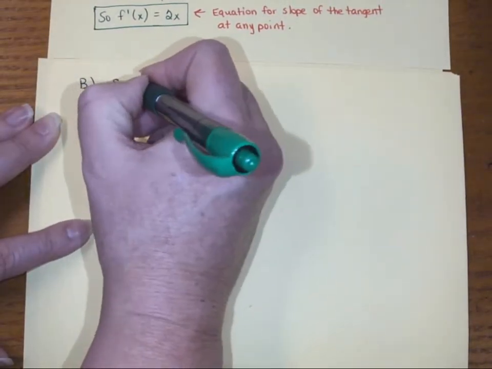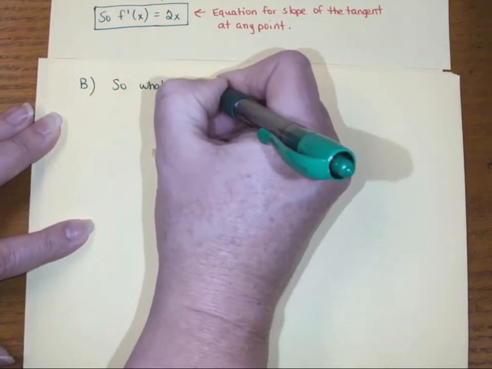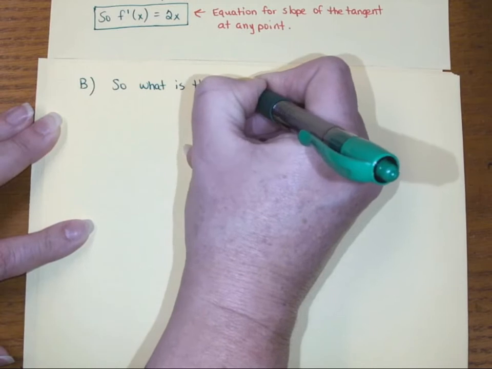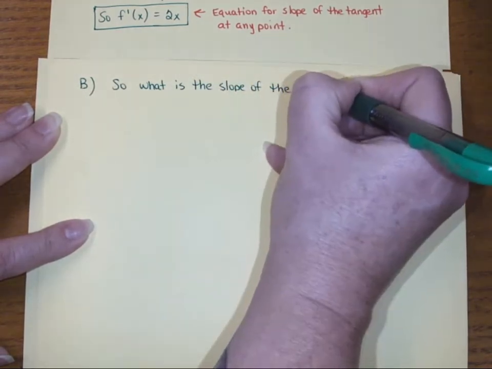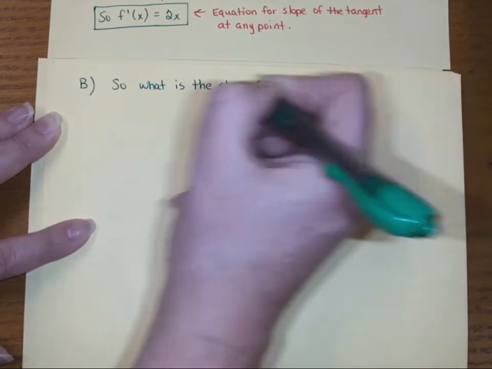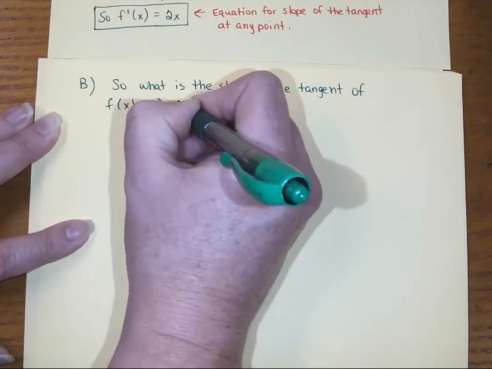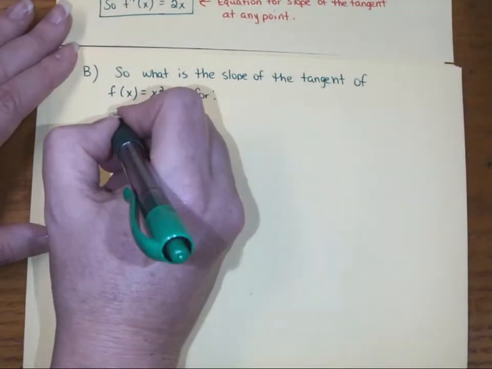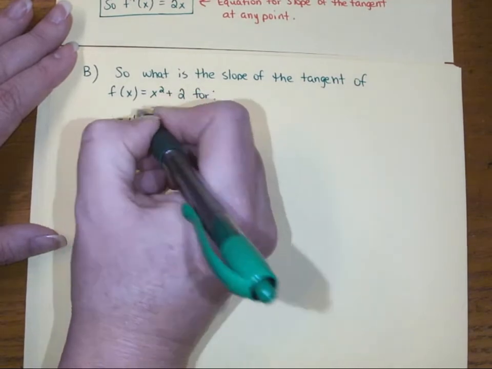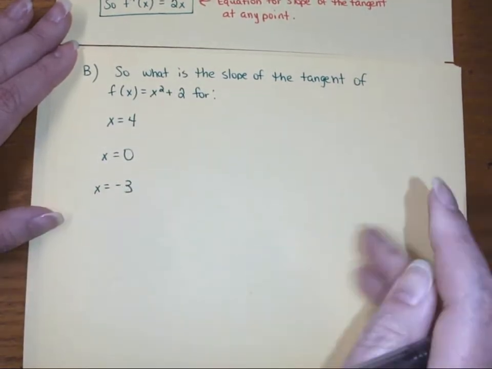All right, so I want you to tell me what is the specific slope of the tangent of f of x equals x squared plus 2. Notice that's the same function as I asked you about in part A, so I'm not changing anything. For the following, what if x is 4, versus what if x is 0, and then what if x is negative 3?